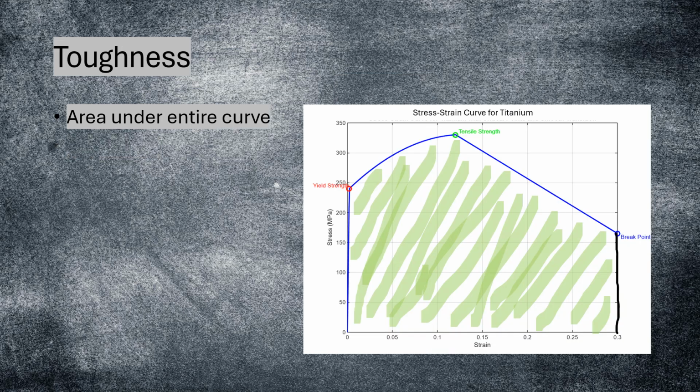The toughness of titanium can be found by using the area under the entire curve of the stress strain curve. You can add the resilience plus the rest of the area using area approximation.